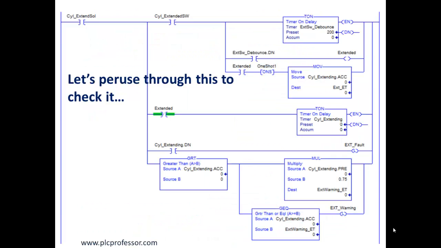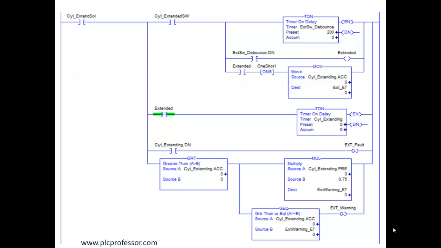Okay, let's peruse through this and check it out one more time here. Looks like a lot of code, and we'll actually simplify this here in a minute. So you see it's all predicated on the extend solenoid. If you look at the top to the left, cylinder extend solenoid. From the instant you energize that solenoid, this logic is functioning.